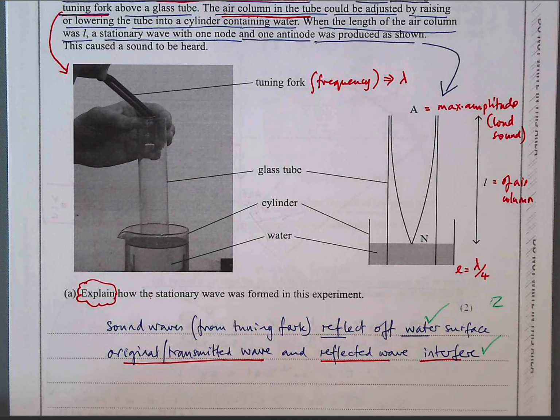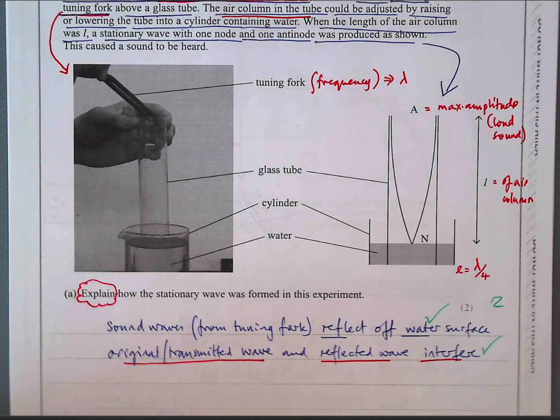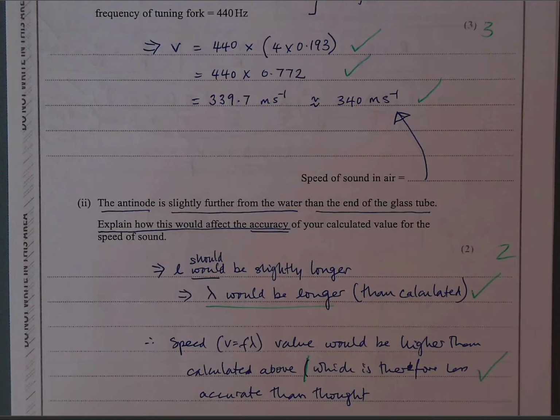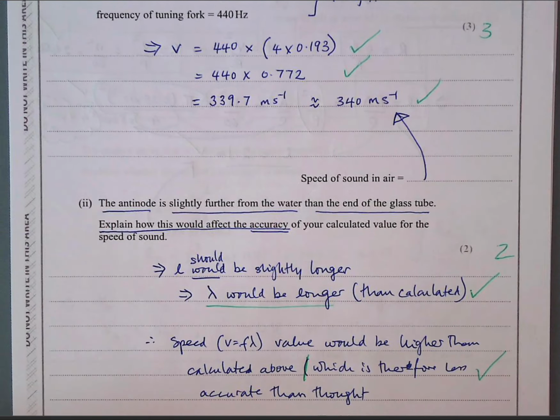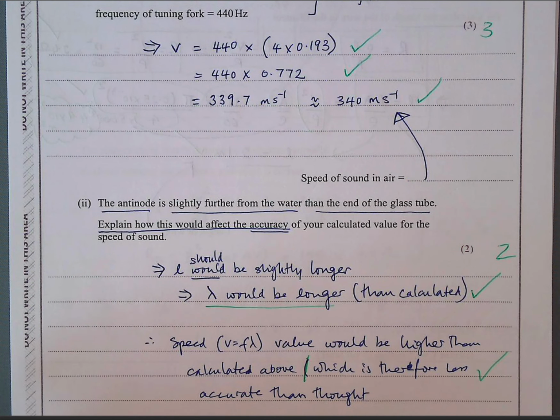That's what they want you to know. Explain how any stationary wave is formed. In this experiment, it's sound waves and the echo interfering with each other. So that's question 12 at the intro. So you now know the scenario. It wants you to now do the mathematics.